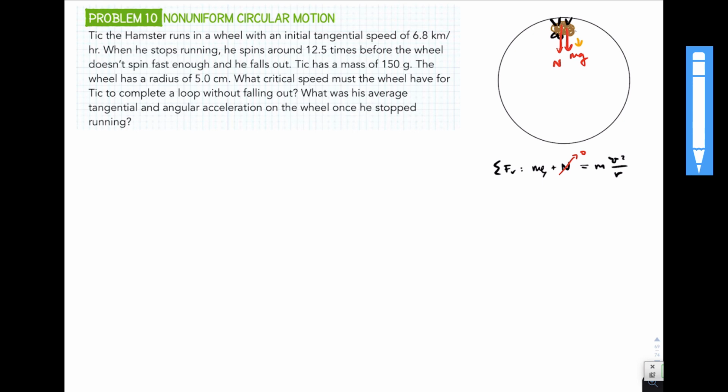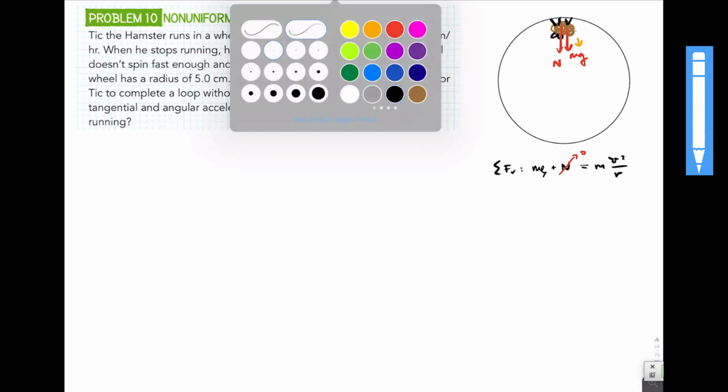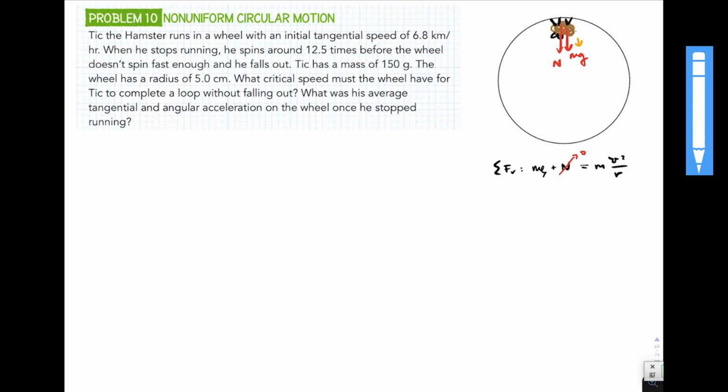All right, so then we just solve for speed so that we get mg is equal to m v squared over r. We can cancel out the m's, so v is going to be the square root of g times r. Okay, this is generally true. We'll call this v critical. So this is the minimum speed you need for something to not drop out of a loop, an upside down loop, if it's moving in a circle.